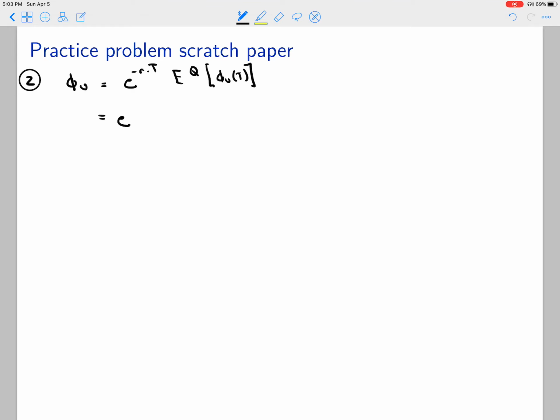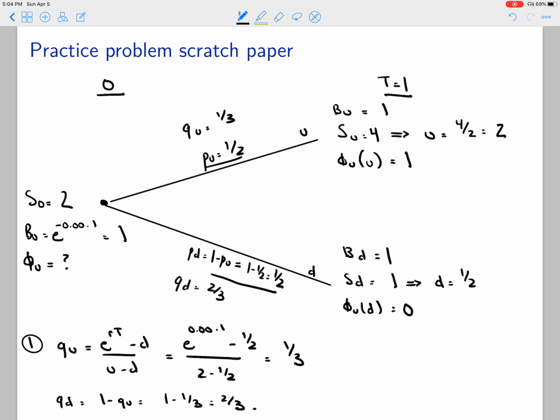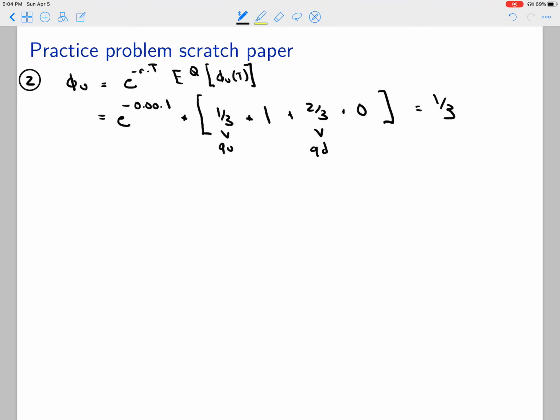Plug in our inputs. This is e to the negative 0.00 times 1 times the expected payoff in the two-state binomial model, which is given by Q sub U, which is 1/3, times the payoff in the upstate of the U arrow security, which is 1, plus 2/3, which is Q sub D, times the payoff in the downstate, which is 0. This is equal to 1/3. So the price of the U arrow security is 1/3 as of date 0. I just discounted the risk neutral expected payoff.